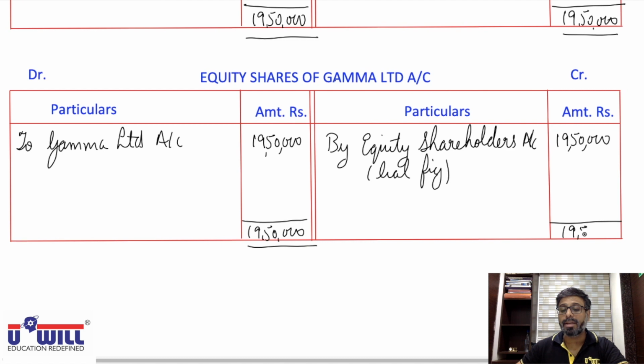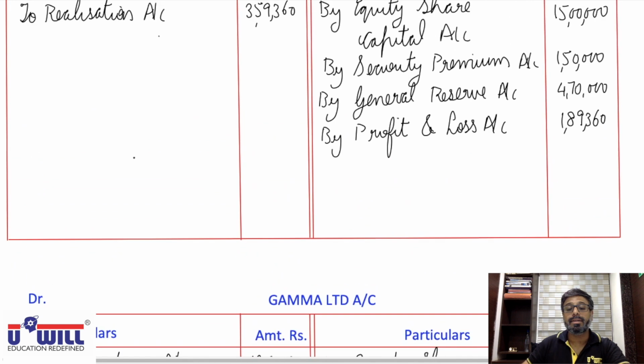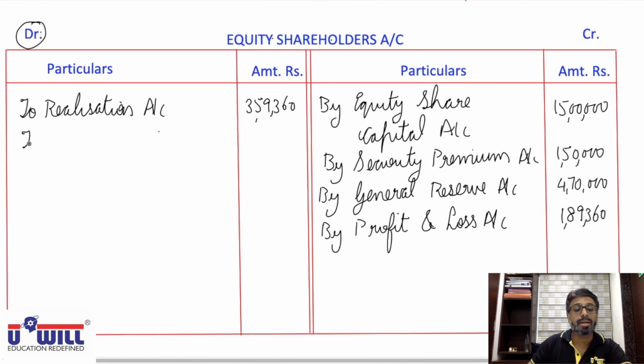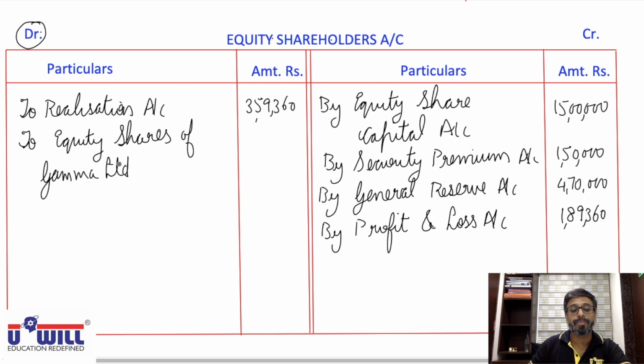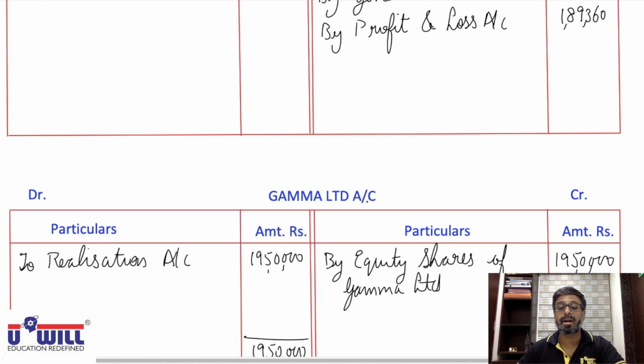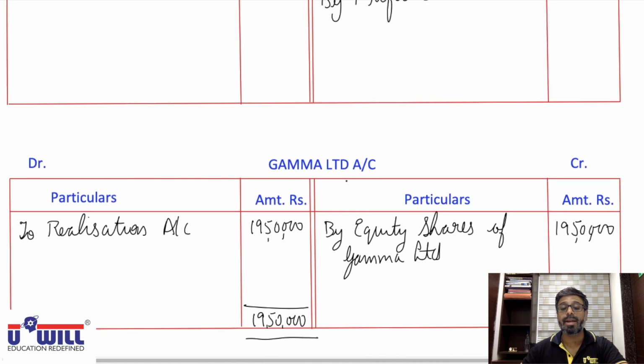And in equity shareholders account, it will come on debit side, to equity shares of Gamma Limited account 19,50,000.